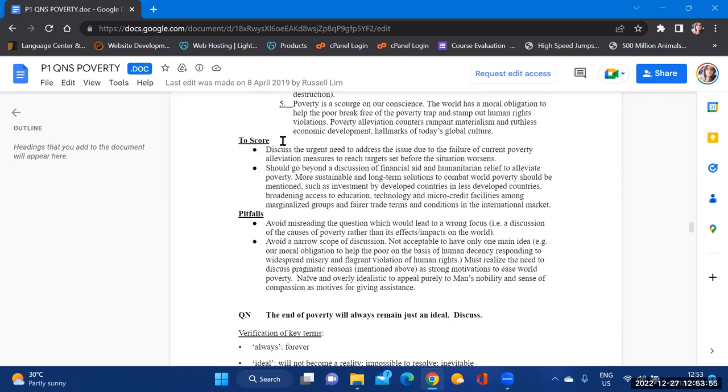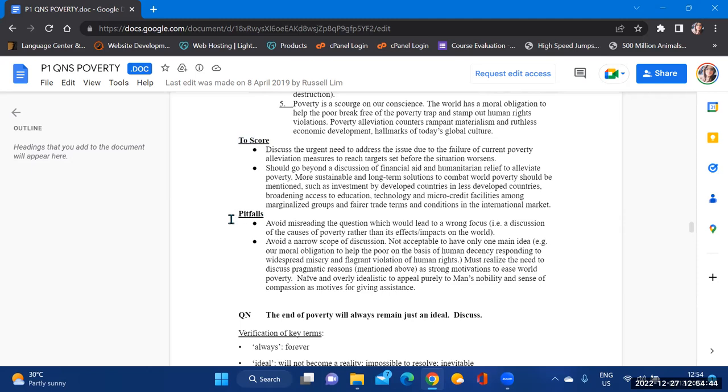So in order to score, students should discuss the urgent need to address the issue due to the failure of current poverty alleviation measures to reach targets set, before the situation worsens. Go beyond a discussion of financial aid and humanitarian relief. More sustainable and long-term solutions to combat world poverty should be mentioned, such as investment by developed countries in less developed countries, broadening access to education, technology, and microcredit facilities among marginalized groups, and fairer trade terms and conditions in the international market.